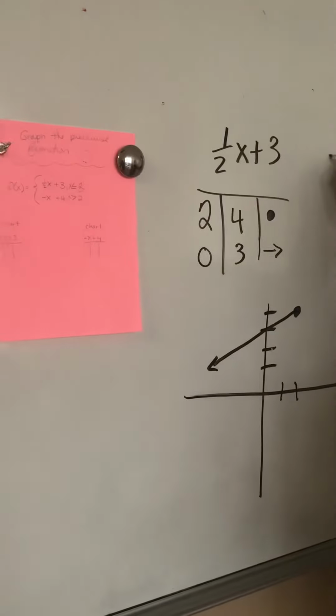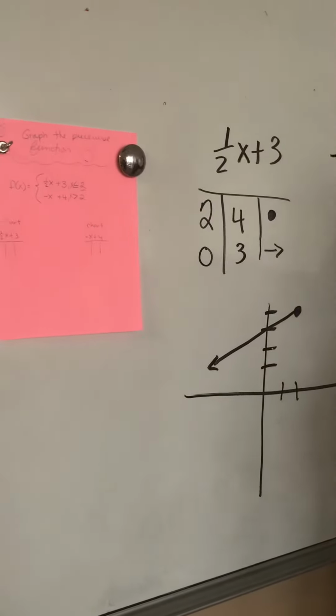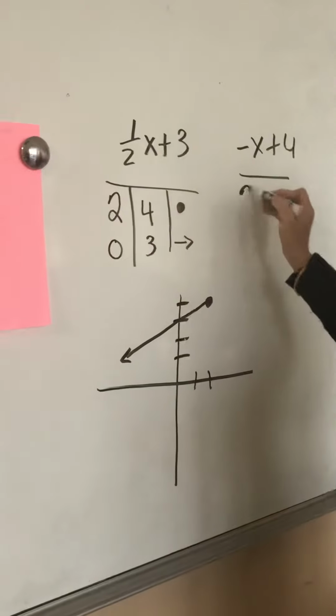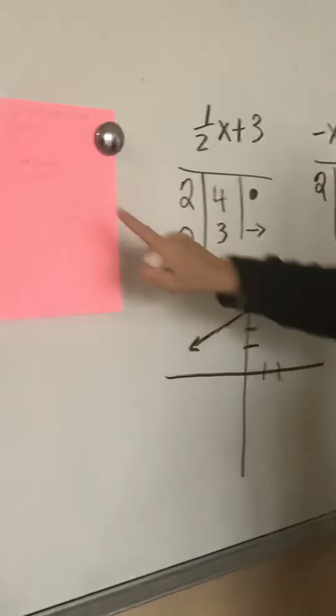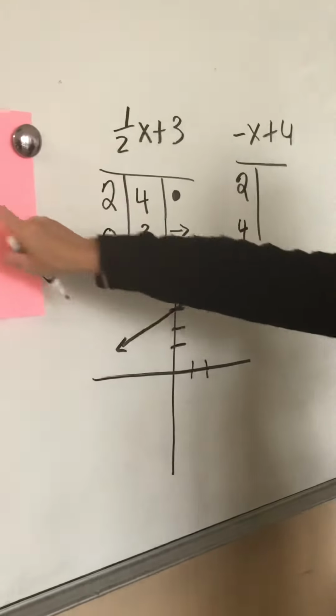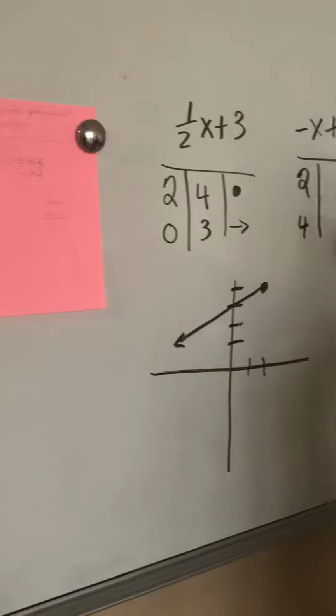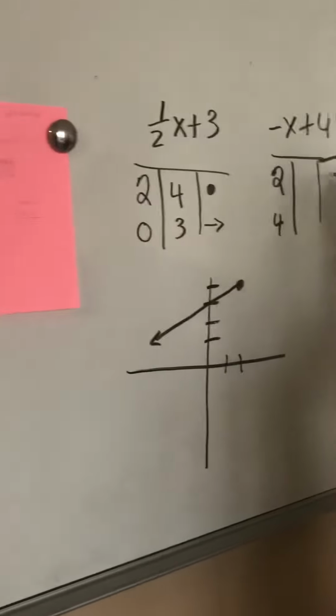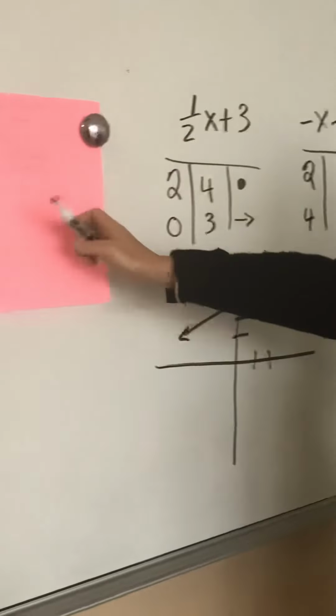And I'm gonna do the same thing over here. Negative x plus 4. And once again, I'm gonna use the 2 because it's right there. And then I'm gonna pick another number that's greater than 2, so I'm gonna try 4. And I noticed that for 2, it says that it has to be greater than 2, so that's gonna be an open circle. And I'm gonna plug that in.